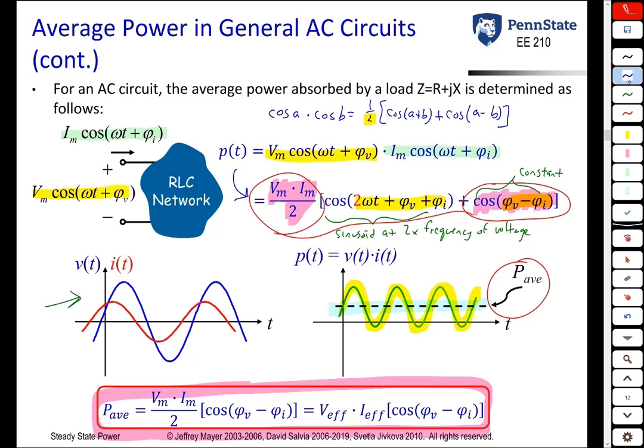We can then do one more simplification, remembering that Vrms, or V effective, is just the magnitude divided by the square root of 2, and likewise Irms is just the current magnitude divided by the square root of 2. Instead of using the magnitudes in this expression, we can use the effective values, and notice there is no 2 in the denominator here. The 2 that was here is gone.